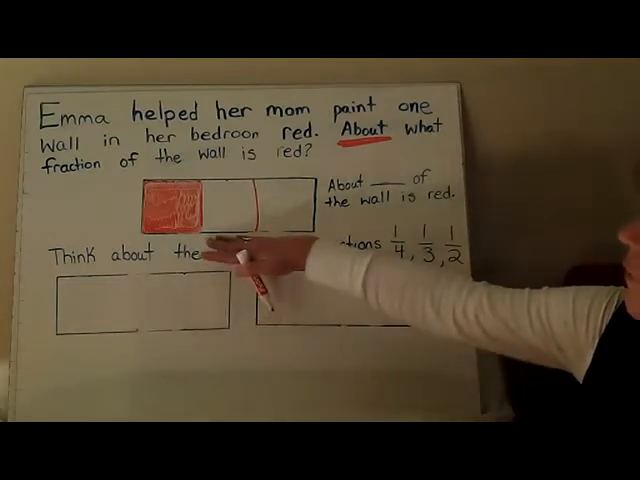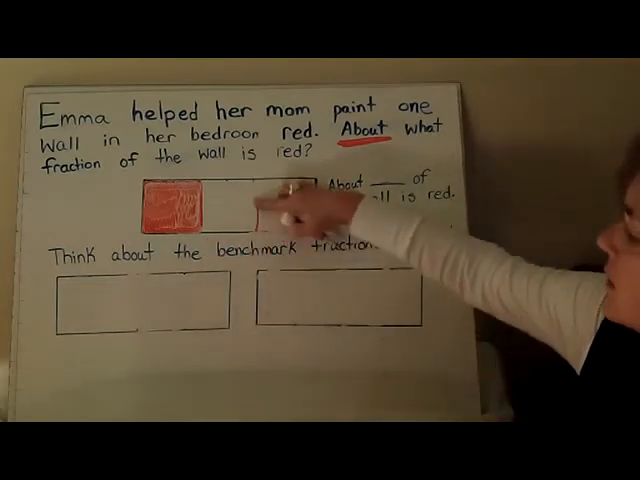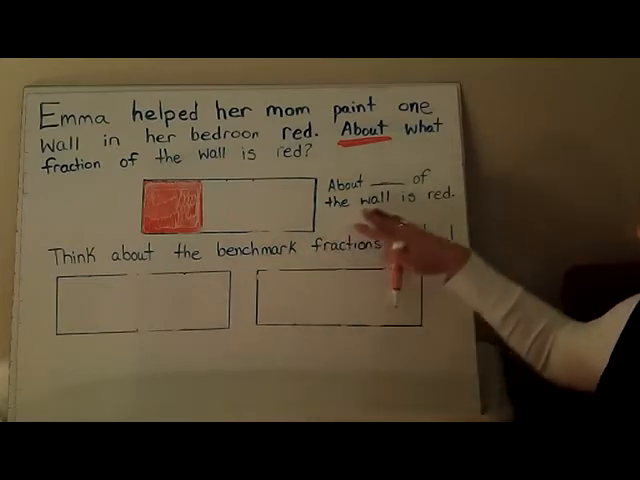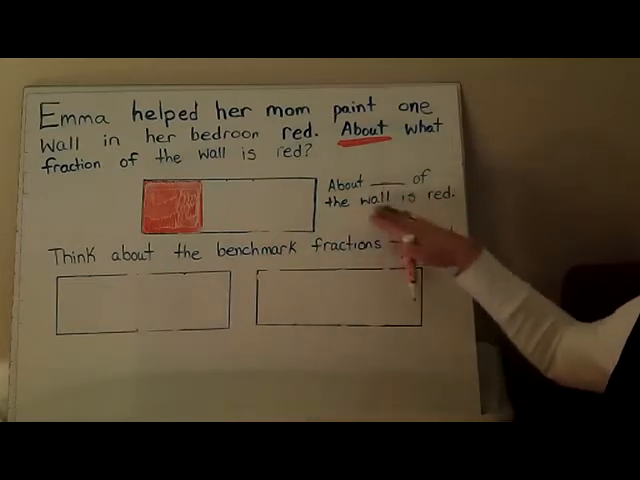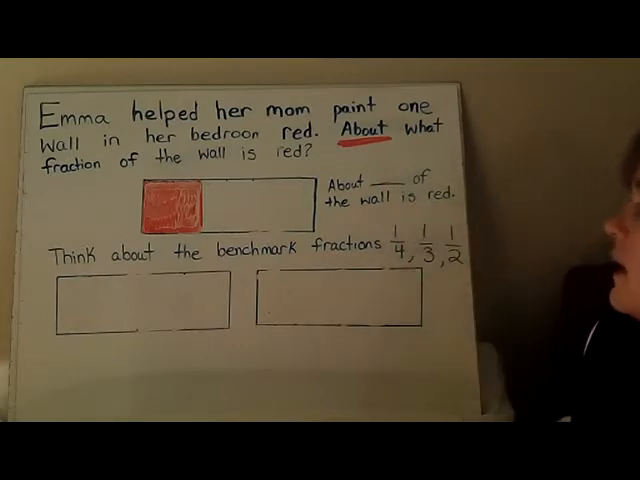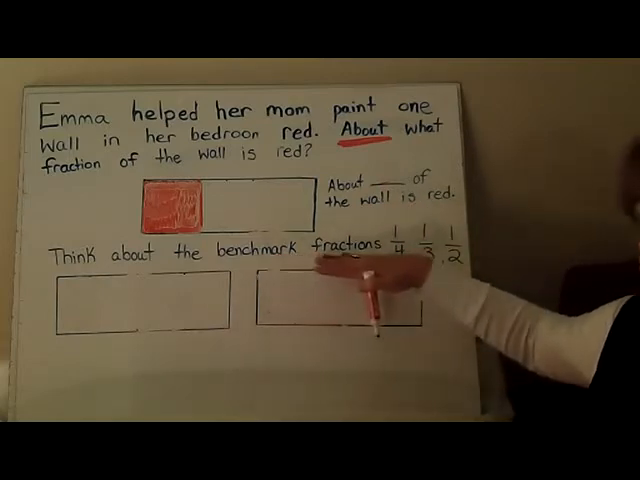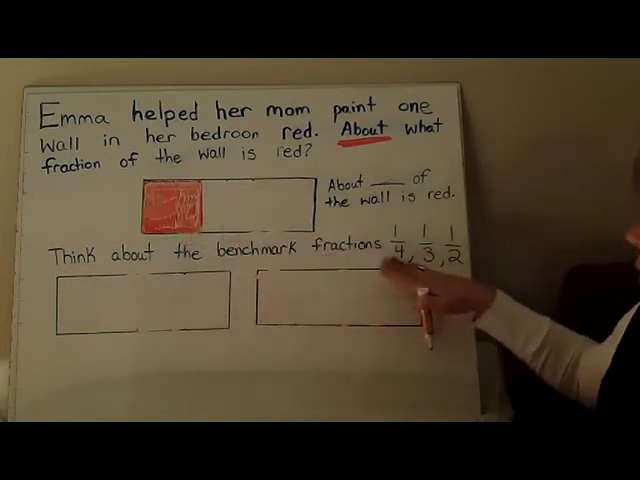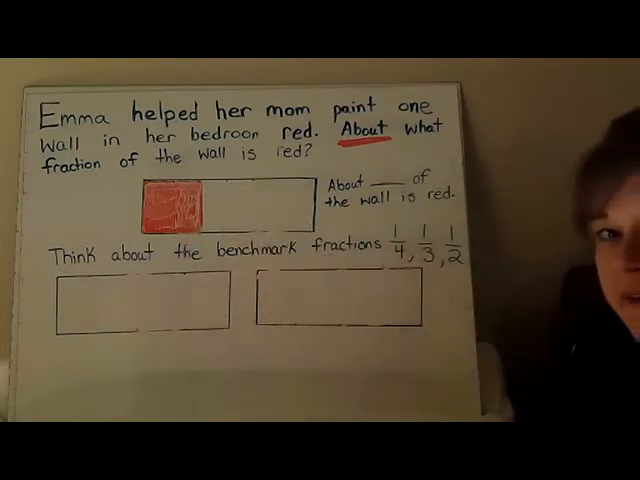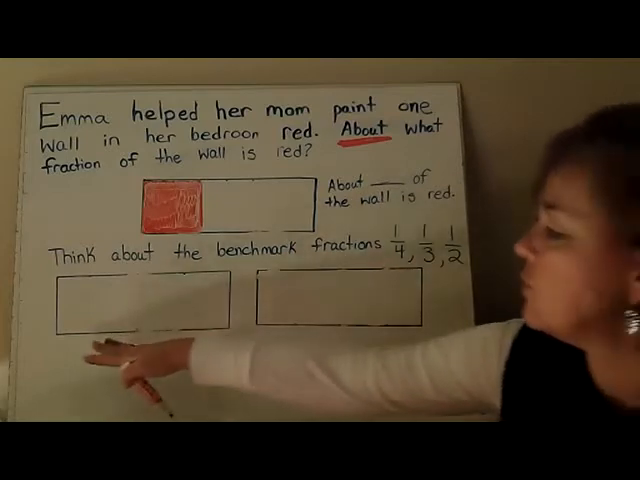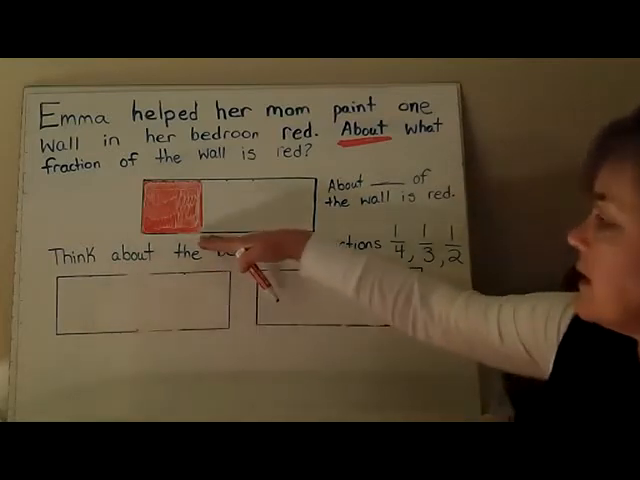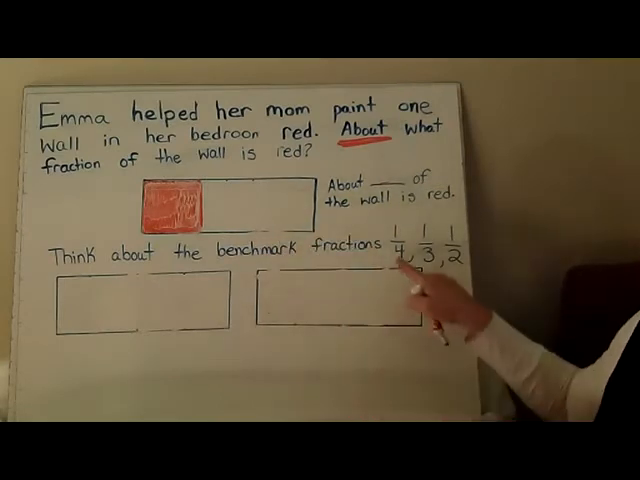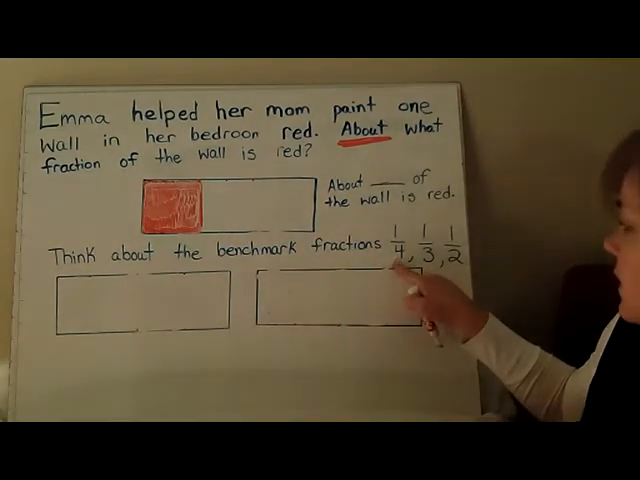So here's a picture of the wall. Right here it says about blank of the wall is red. And we need to determine which of these benchmark fractions we think this would represent: either 1/4, 1/3, or 1/2. So I drew another wall the same size here and another blank wall the same size. And I'm going to take 1/4 first of all.